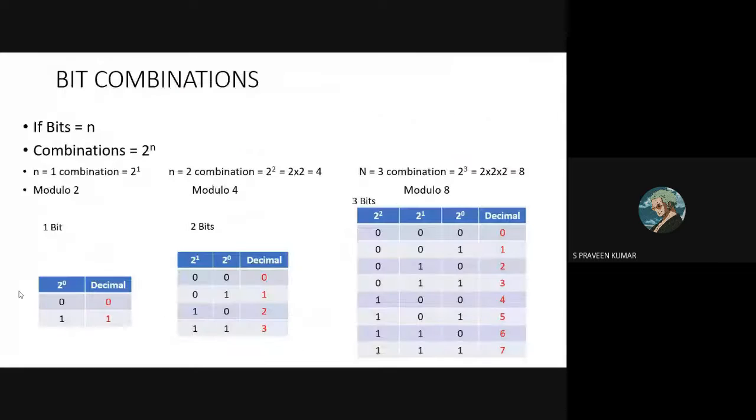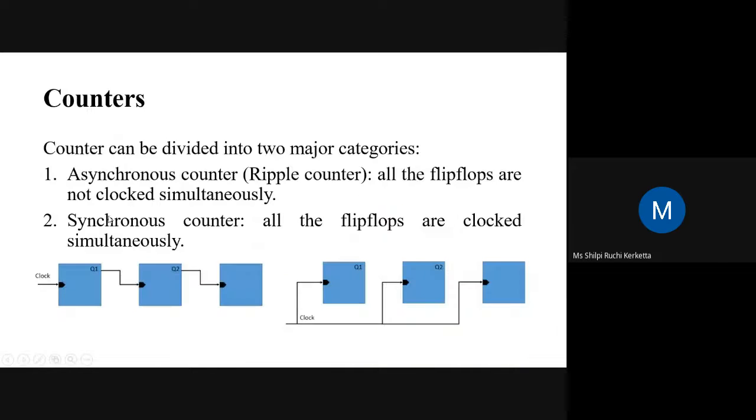Okay, so these are the combinations we studied. We have two types of counters based on the clock. First is the asynchronous counter, which we call a ripple counter. Here, the flip flops are not clocked simultaneously, meaning we give one clock, and the output from here is given to the next clock. And a synchronous counter is where all the flip flops are clocked simultaneously. There will be a single clock, and each flip flop is given the same clock pulse. So this is known as synchronous.